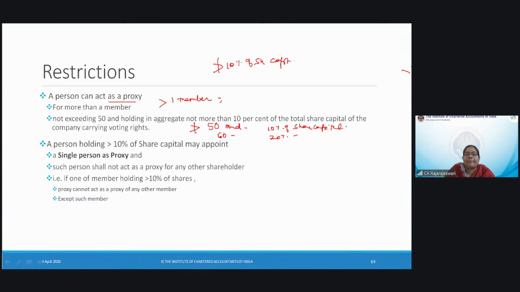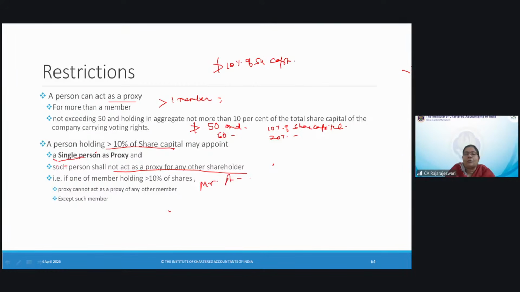Any person holding more than 10% of the share capital may appoint a single person as a proxy. And such person should not act as a proxy for any other shareholder. Only one proxy. He cannot be a proxy for another person, even another single person. So if one of the members holds more than 10% of shares, that proxy cannot act as a proxy for any other member except such member.